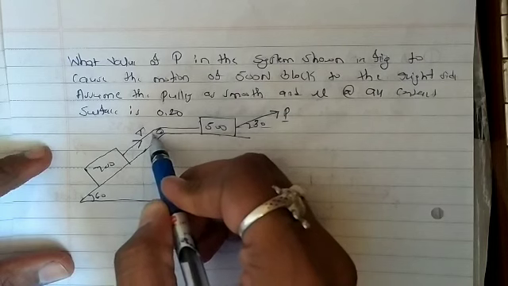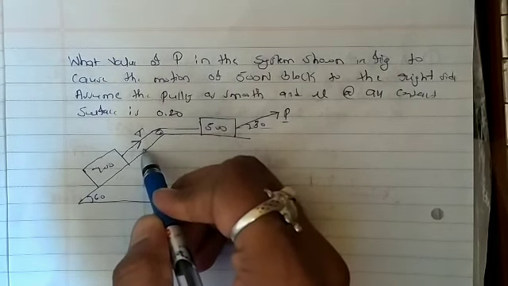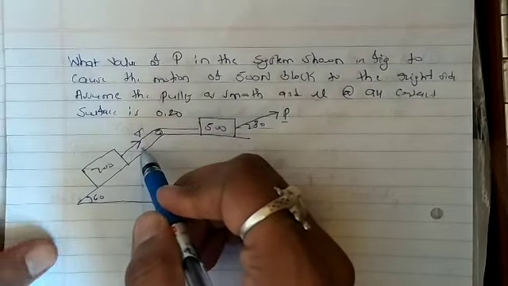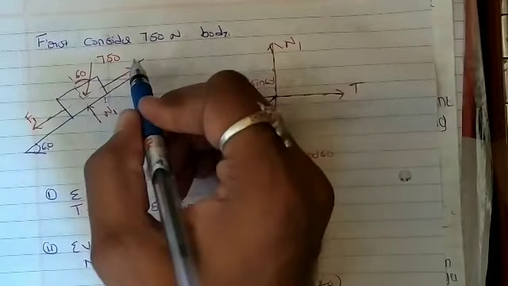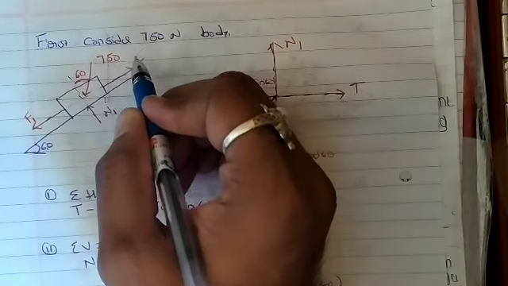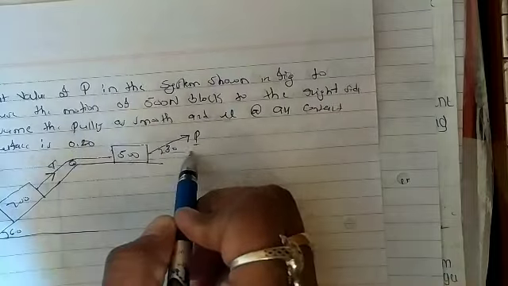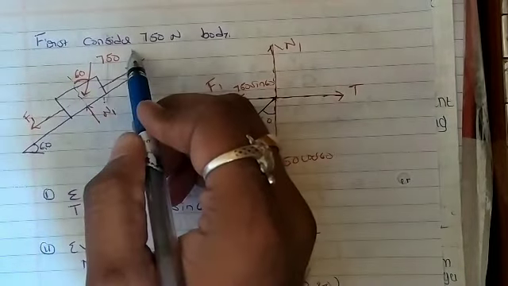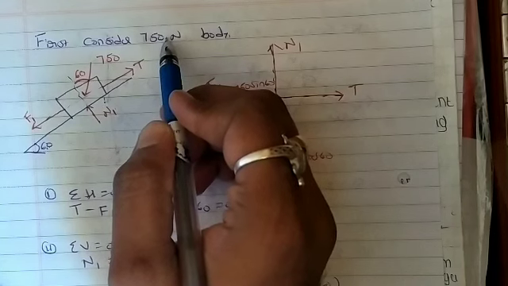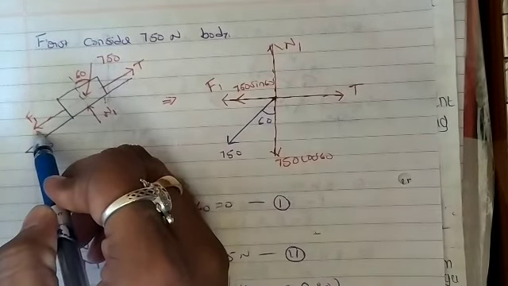As there is a rope here, in every flexible material there exists a tension force. Tension force means acting away from the joint, so tension force will be acting like this. As the motion is taking place in this direction, the block moves in this direction, so the frictional force acts in the opposite direction. We'll call this F1.